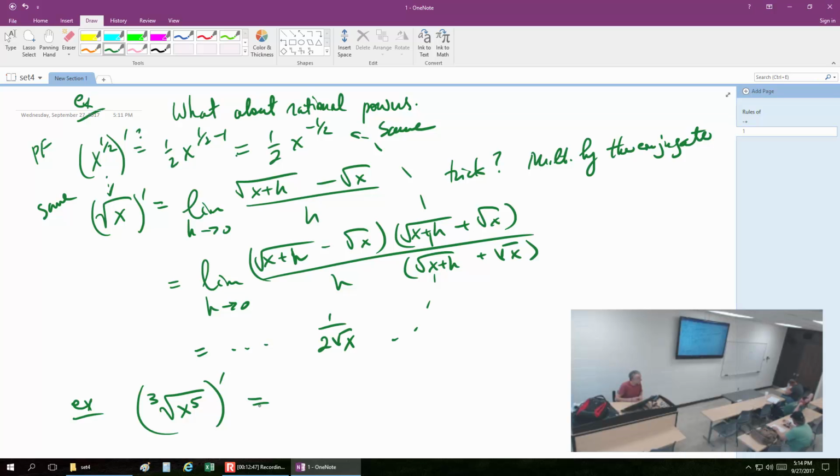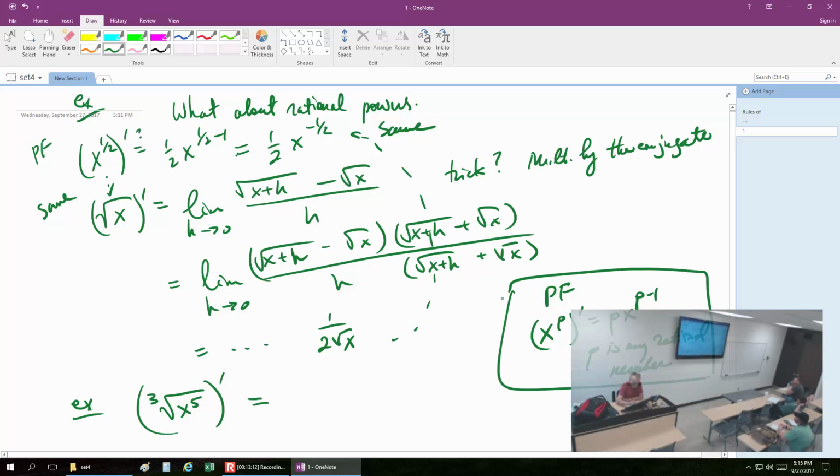You're still doing the difference quotient, right? No, I don't want to, exactly my point, I don't want to do this anymore. I have my power formula. So the power formula is x to the p, let me put p here, prime is equal to p x to the p minus 1, and p is any rational number. Okay, so that's the power formula we're going to be using.